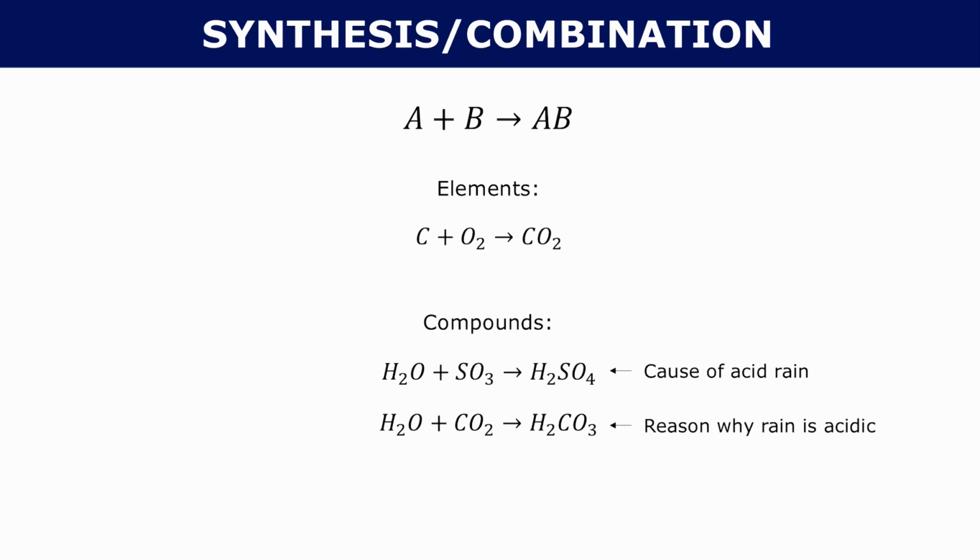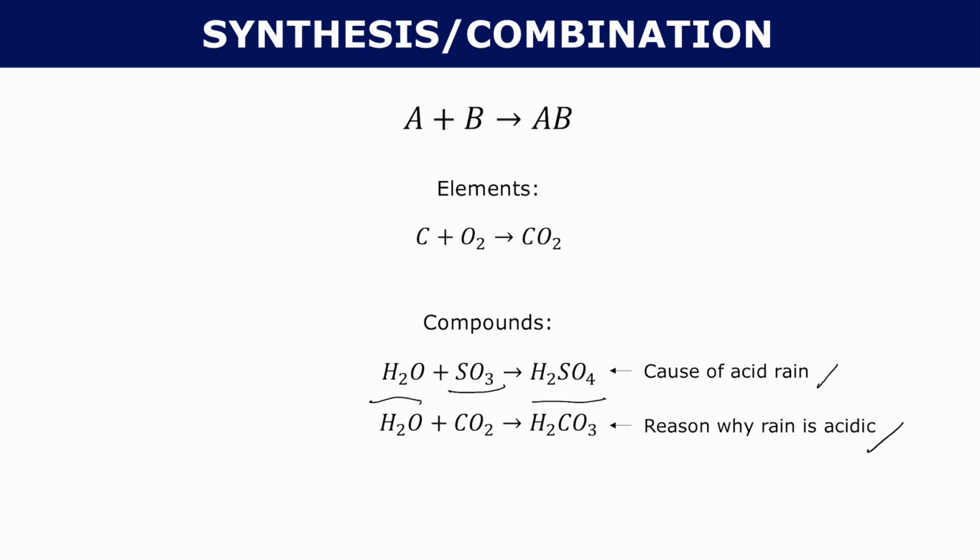And these 2 reactions are the cause of acid rain, and they're also the reason for why rain is normally acidic. So H2O is water, so when it rains you have water coming down from the atmosphere, and then you have SO3, which is a major pollutant, and they combine to create H2SO4. So when the SO3 reacts with the water, you create sulfuric acid, and that's the reason of acid rain.